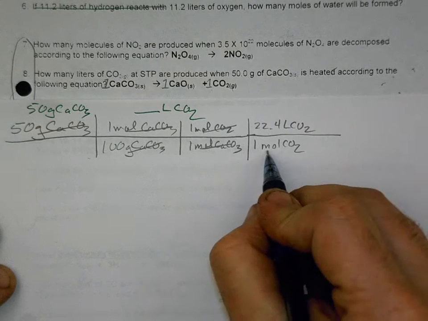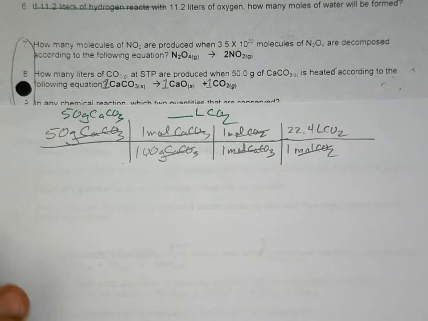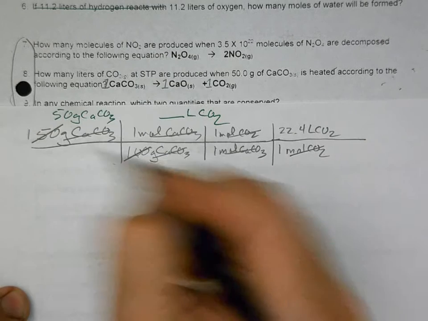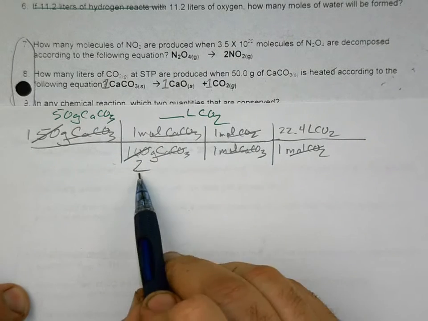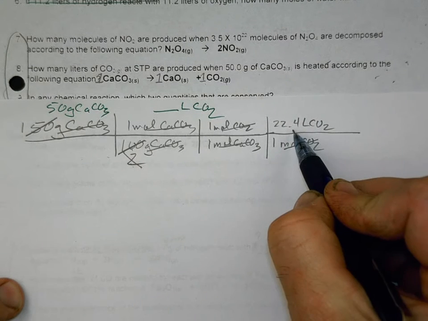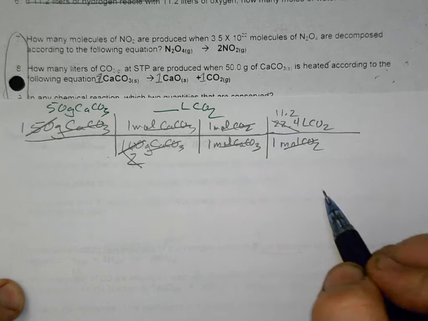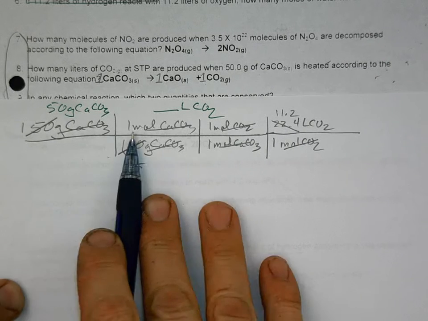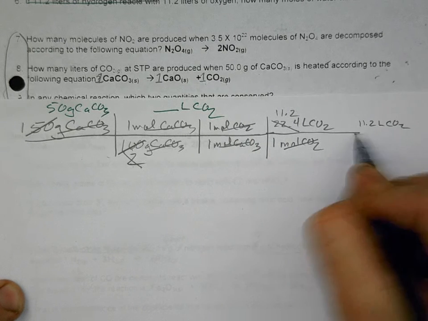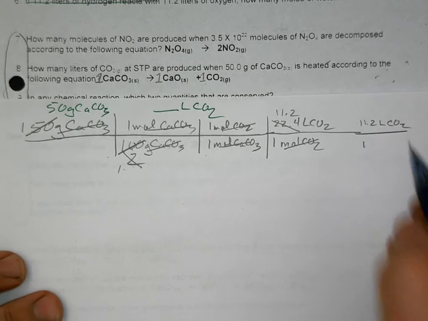Moles of CO2 cancel. Over here, we can reduce 50 and 100 really easily, can't we? What do we reduce it to? 1 over 2. And then 2, oh, I can reduce this just to make it easier. How many times does 2 go into 22.4? It'll go 11.2 times. We're just taking half of that. So what we've got now is we've got 1 times 1 times 1 times 11.2. And in the bottom, we've got 1 times 1 times 1. So it's 11.2 liters of CO2, our answer.